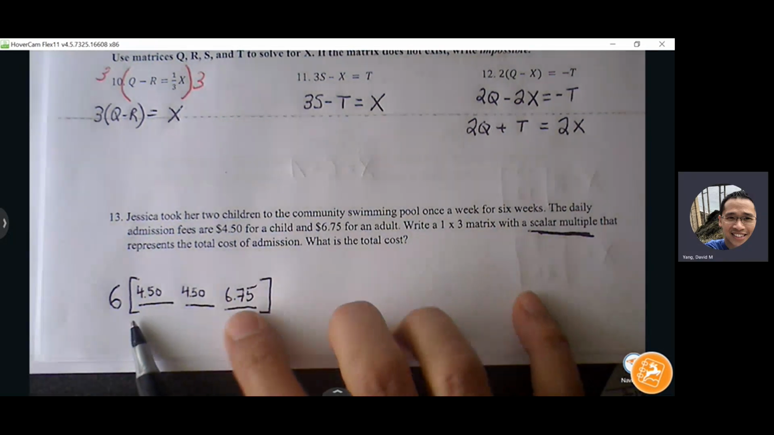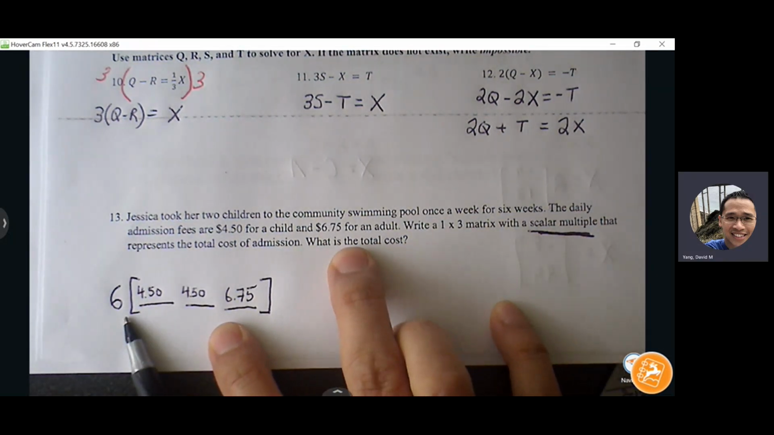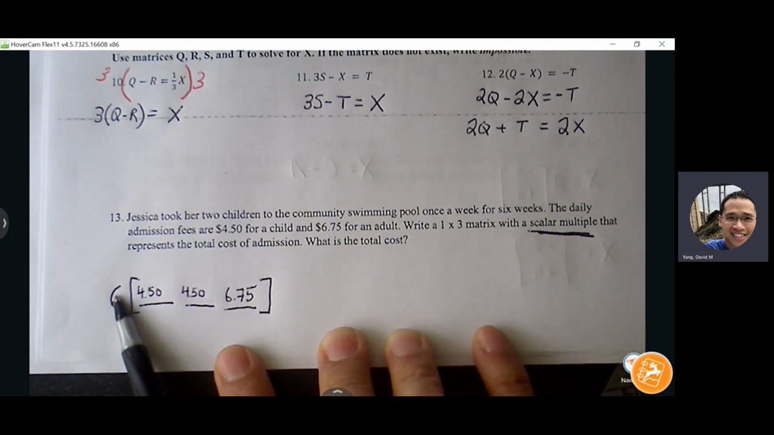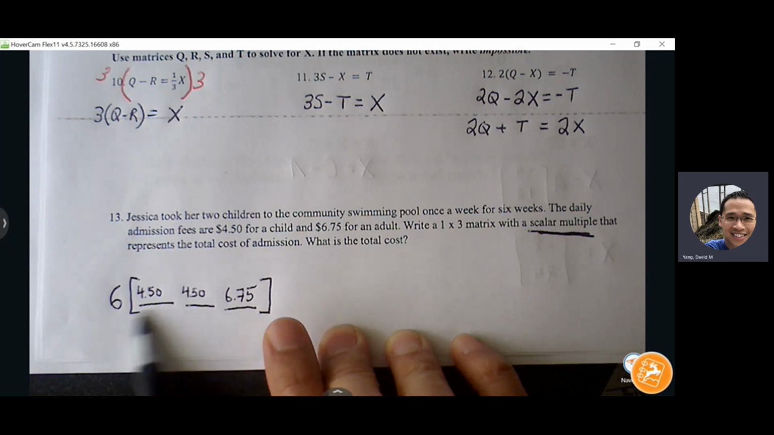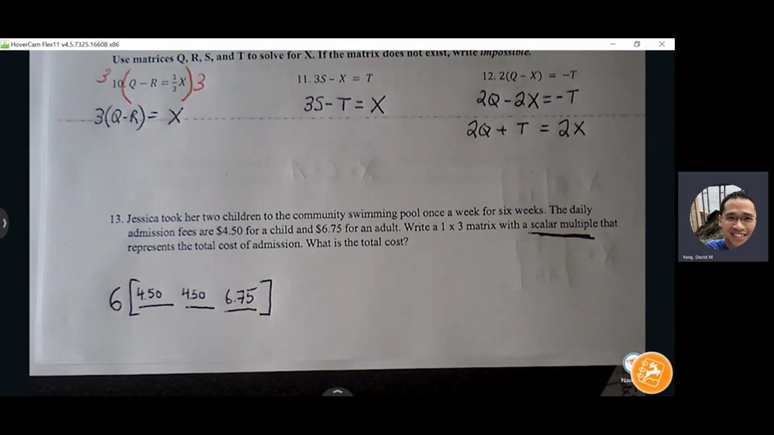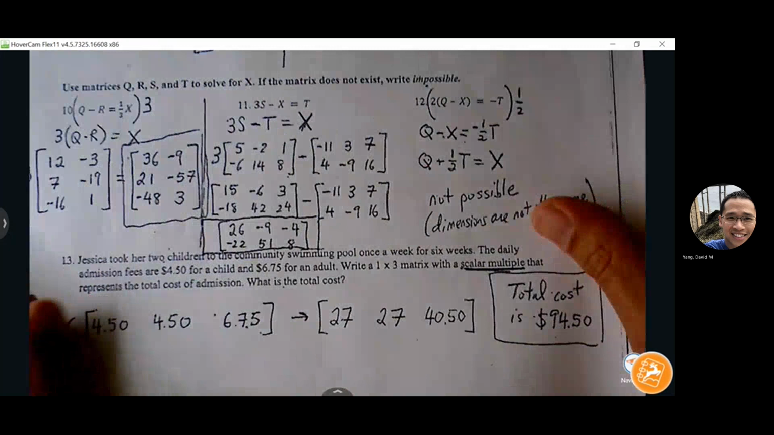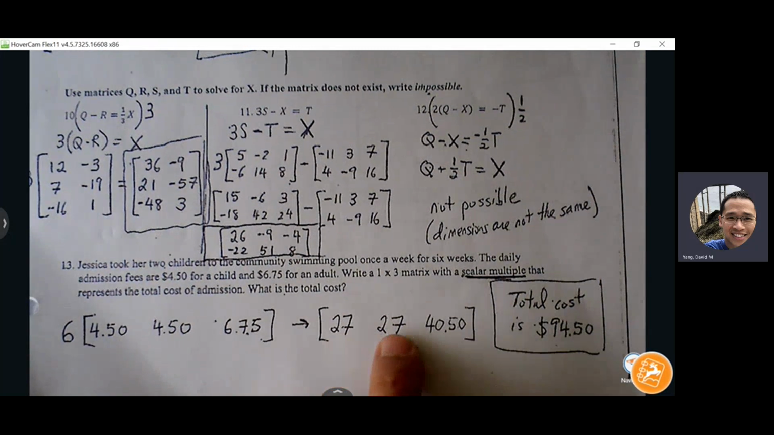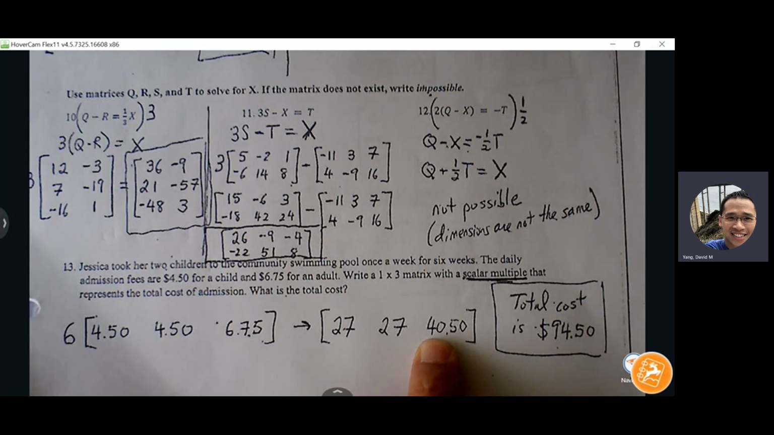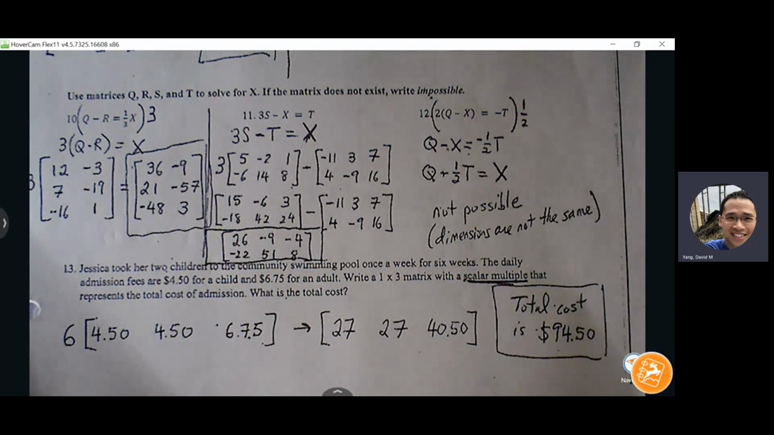Okay, so what do you think we're going to do here now? How can we find the total cost? Yes, multiply 6 through every term and then do what? Add them together. Yeah. Okay, so over the course of 6 weeks, $27, $27, $40.50. Add them together. The total cost that they'll have to pay over the course of 6 weeks for the 2 children and the mom is $94.50.